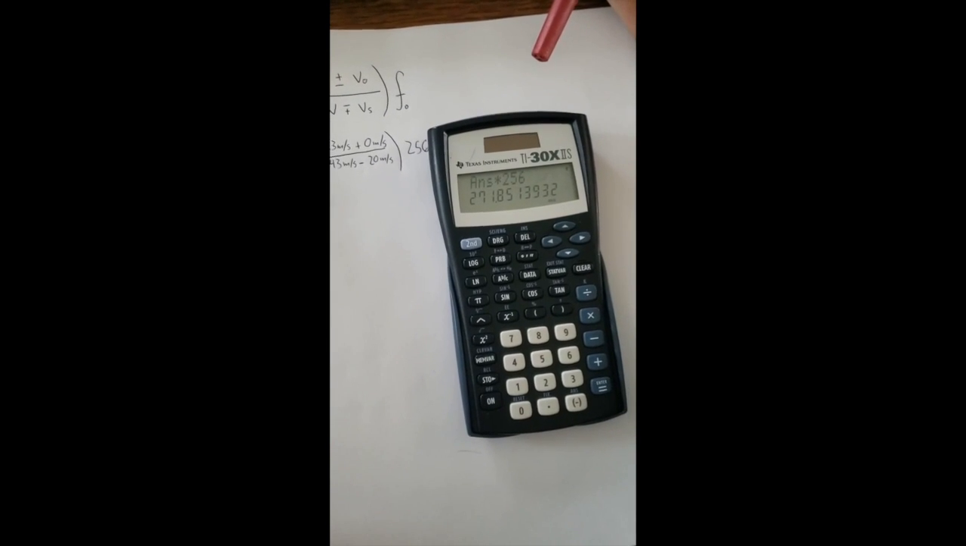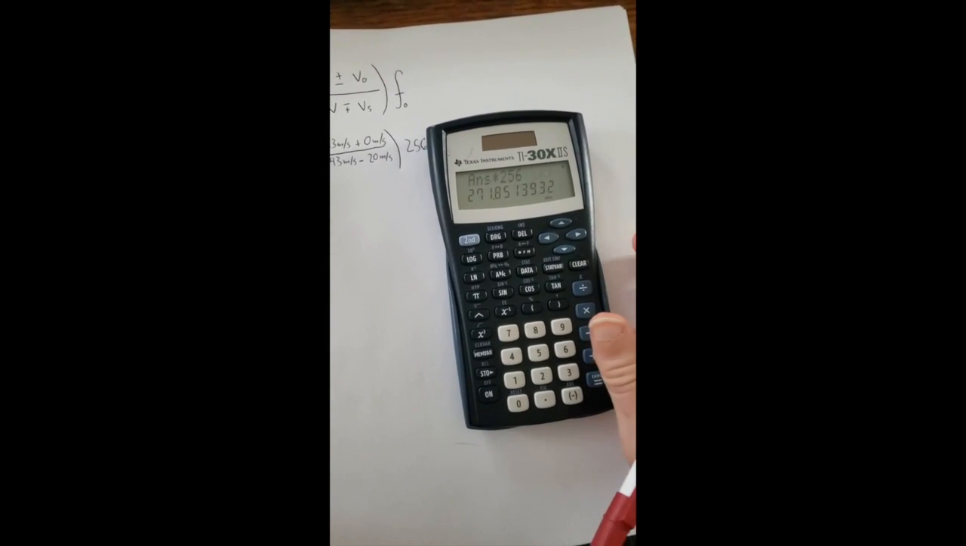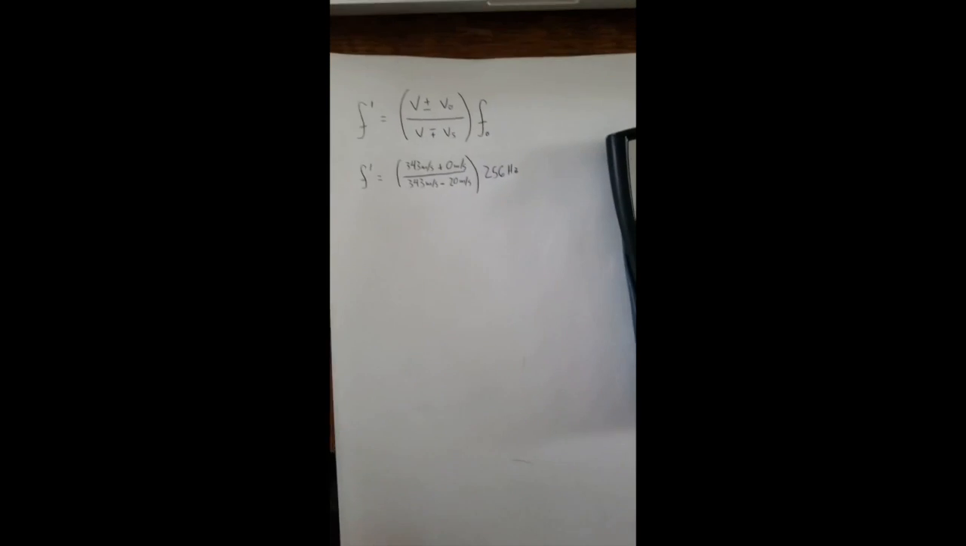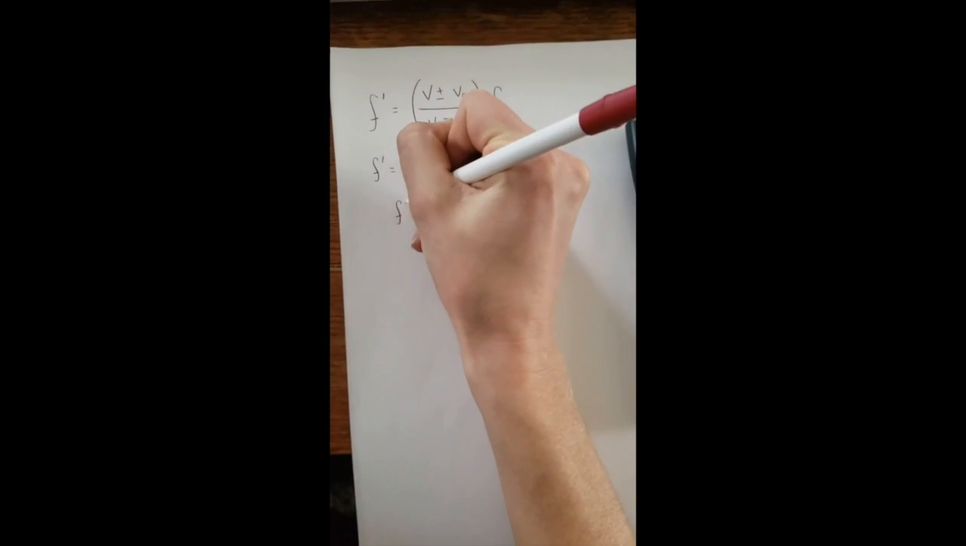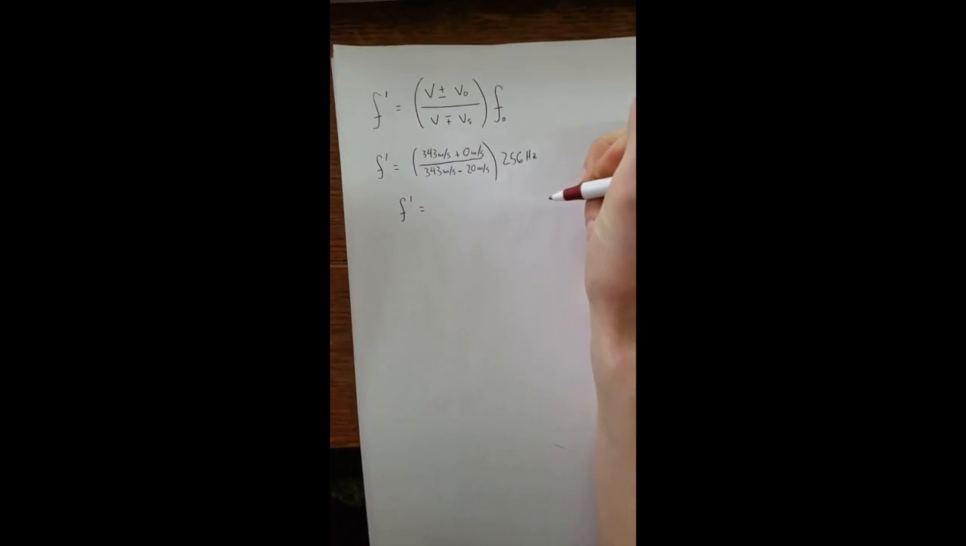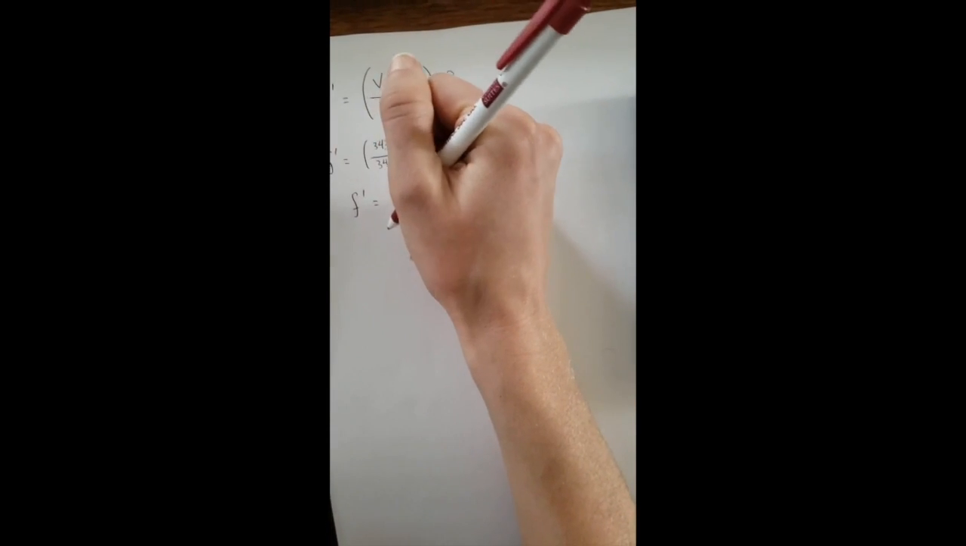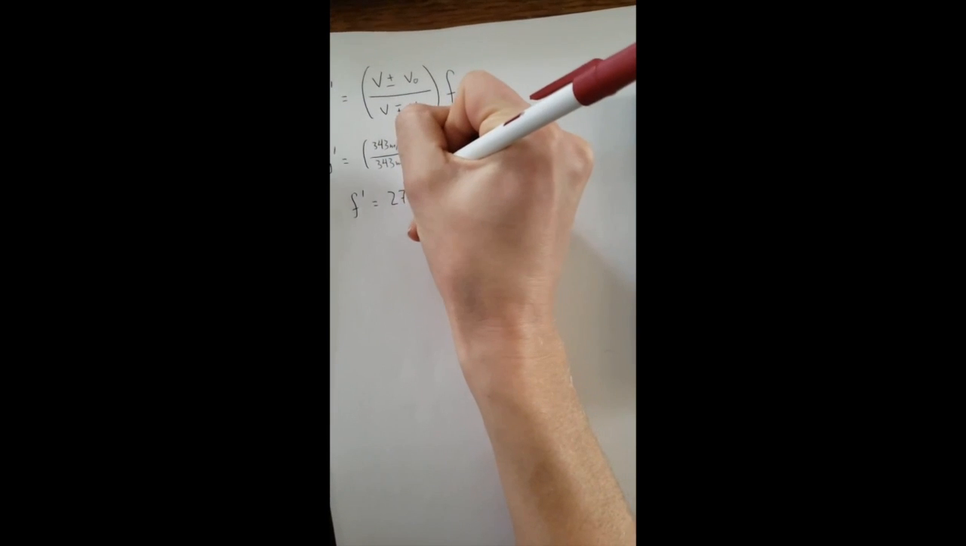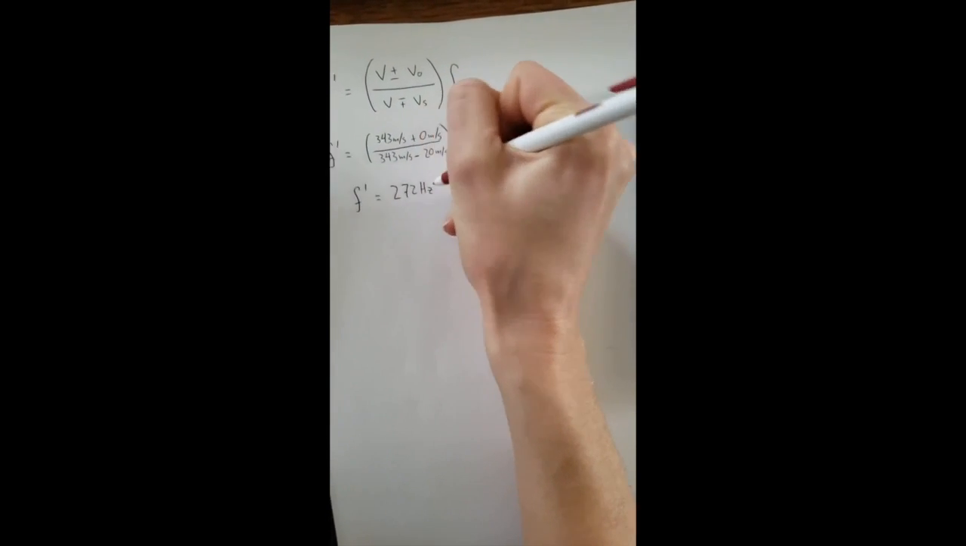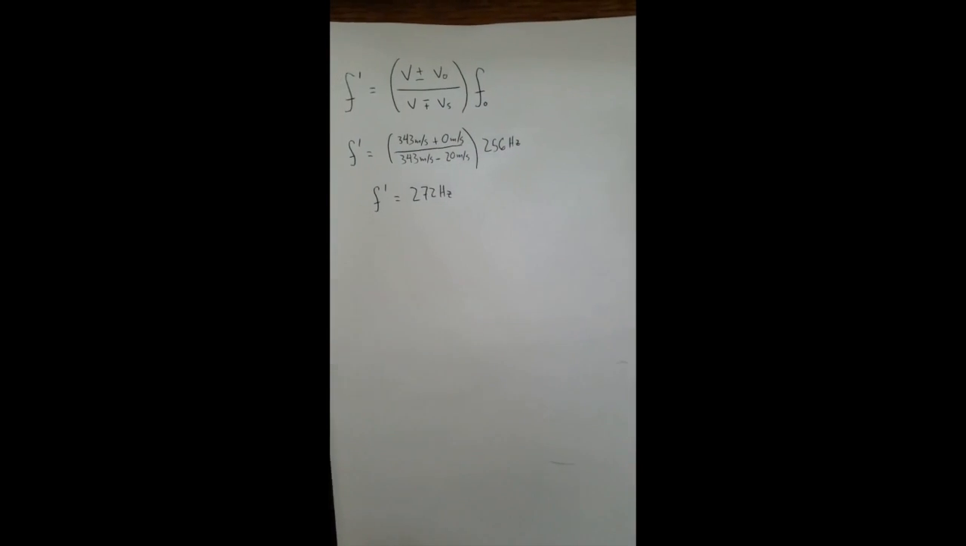And that is, if you look at the next slide, slide 52, our answer. So our answer here, f prime, the observed frequency by the stationary observer, is 272 hertz. Again, this question has 3 sig figs, so that's what we're going to round to.